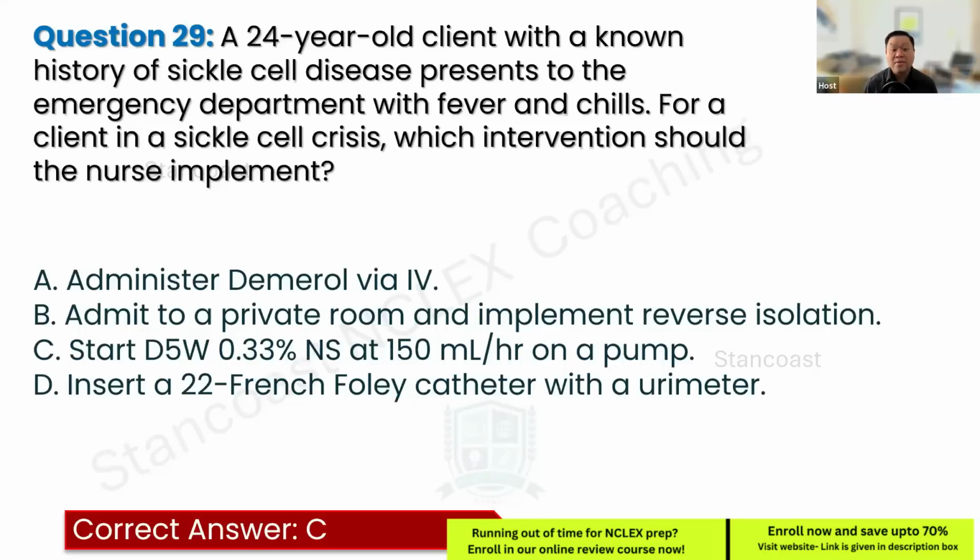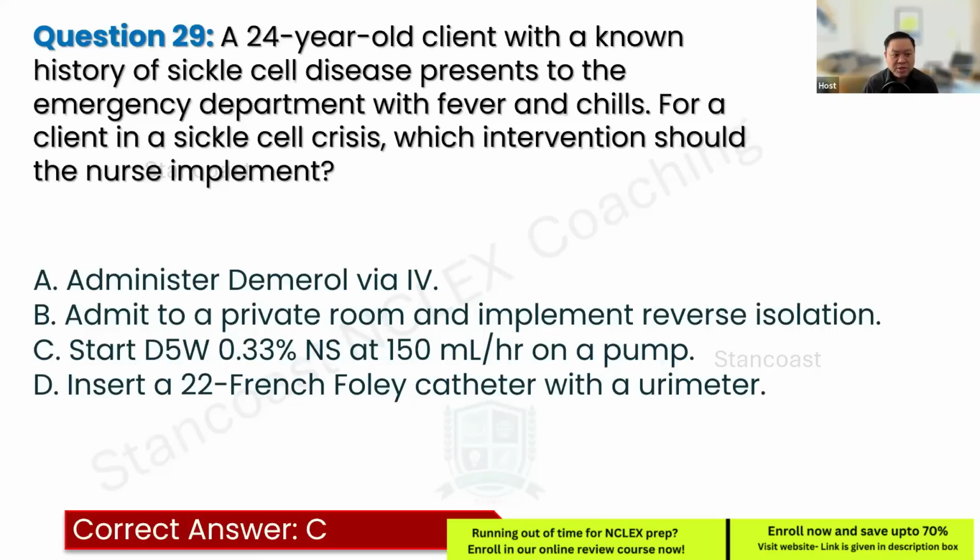We know that during a sickle cell crisis, the focus here is to relieve the pain, also to promote hydration, promote oxygenation, and to prevent complications rather than implementing isolation precautions unless there is specific active infection that warrants it. Now, letter D is also incorrect because the use of a Foley catheter this time to monitor intake and output is not specifically indicated.